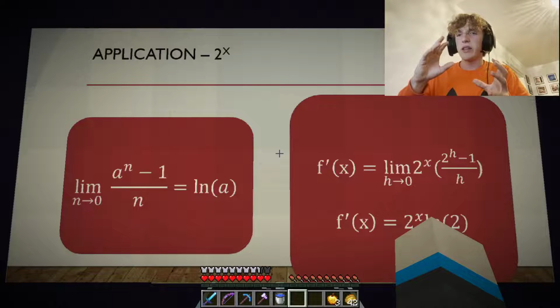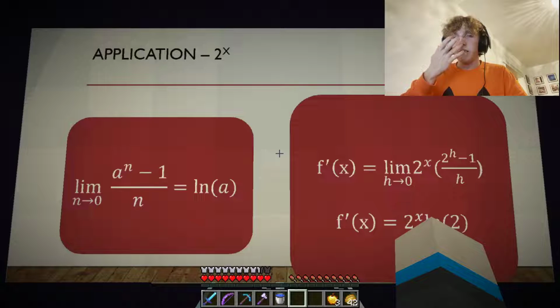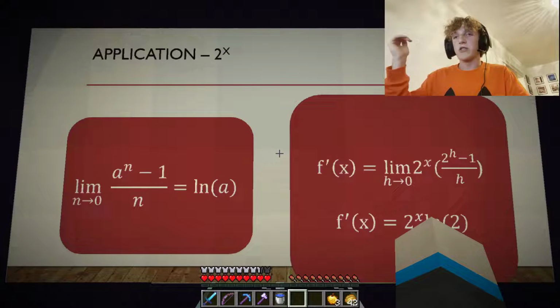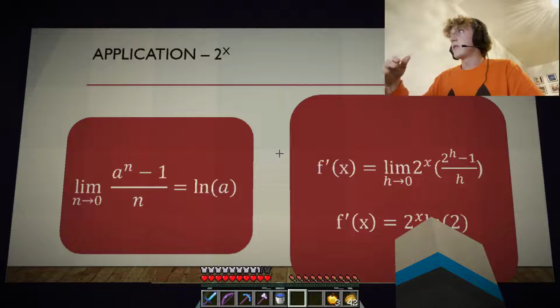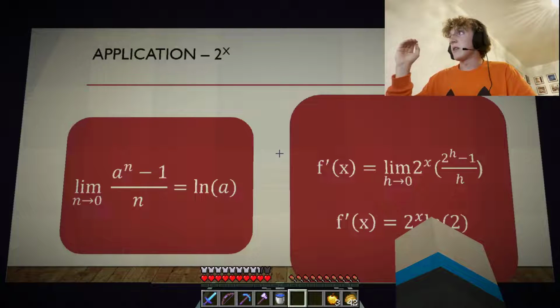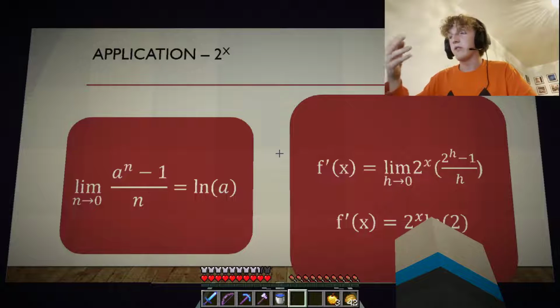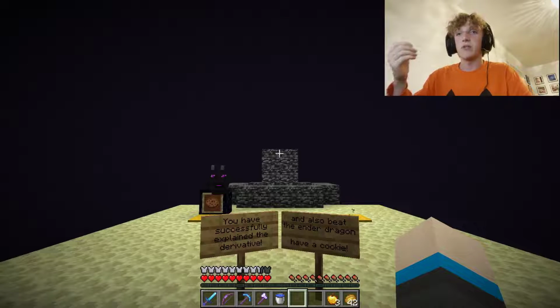So there's a rule in math that a constant raised to a variable, minus 1, over that variable, as that variable approaches 0, the answer to that expression will approach the natural log of the constant. So applying this now to our derivative, we can see that 2 to the h minus 1 over h will approach the natural log of 2. Therefore, f prime of x equals 2 to the x times the natural log of 2.